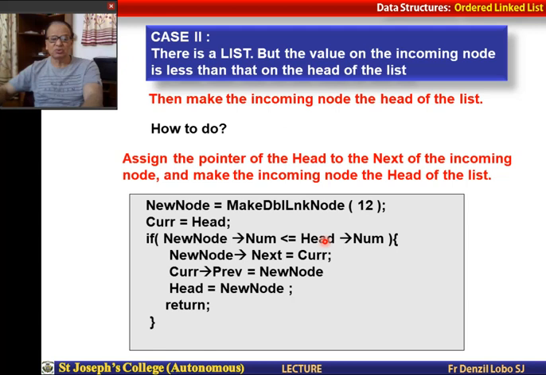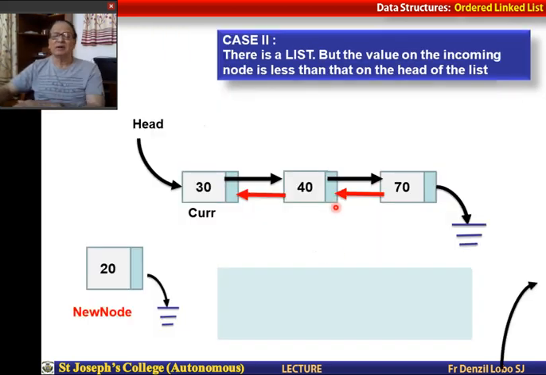So if that is so, then you say head new node next is equal to current. That is, you link that old head at the end of the new node. Current is nothing but the head, current contains head. Then you say current previous. Now current has become the second node, so current previous I have to link to the new node, and make that new node the head of the list and return. So this is how I make the incoming node the head of the doubly linked list, because the number on the new node is less than that on the list.